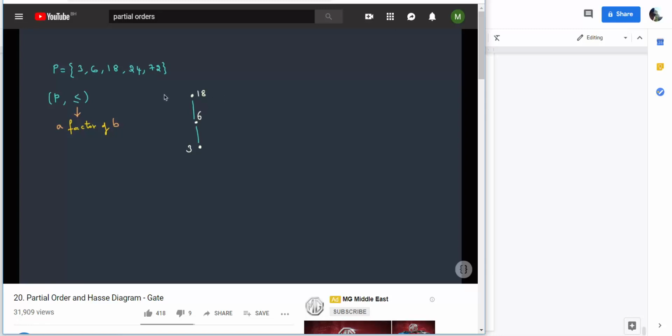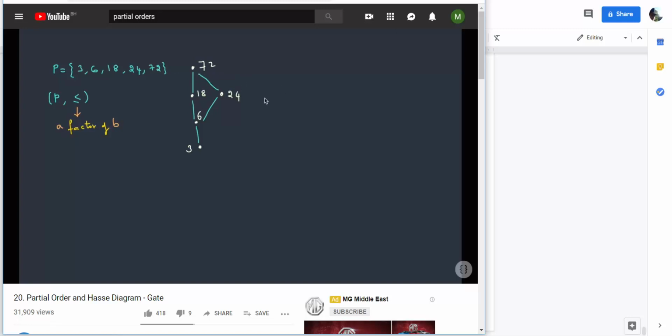I can put it anywhere across, so I'll put it over here. 24. Now we have two base elements, 18 and 24. Let's start with 18. Is 18 a factor of 72? Yes, it is. Therefore, I need to put 72 above this. We also need to check with 24. Is 24 a factor of 72? Yes, it is.